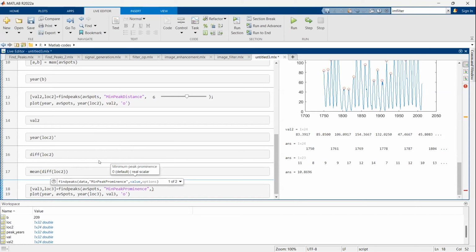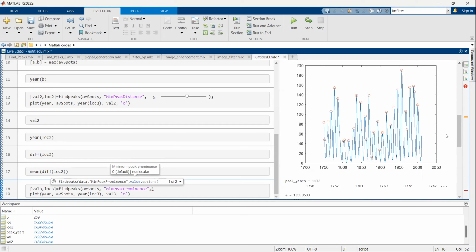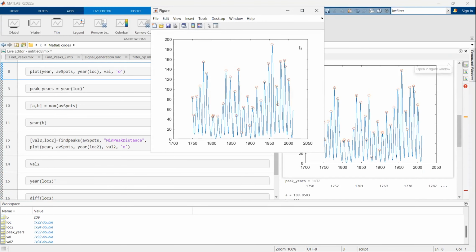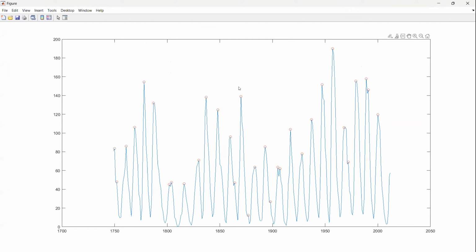So in your original figure, the minimum peak prominence is defined this way. From this peak to go to the next peak, how much difference should there be? For instance, this one has around 190 sunspots. So for the next peak to come, you should at least go down a certain level. If I say minimum peak prominence is 30, that means it should reduce from 190 to 160 before another peak can occur.